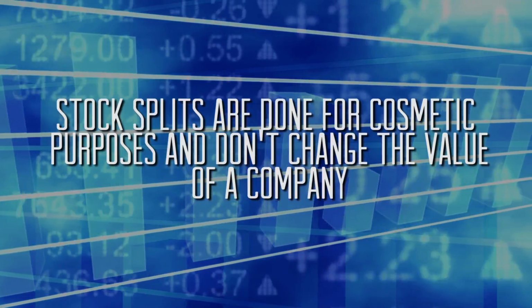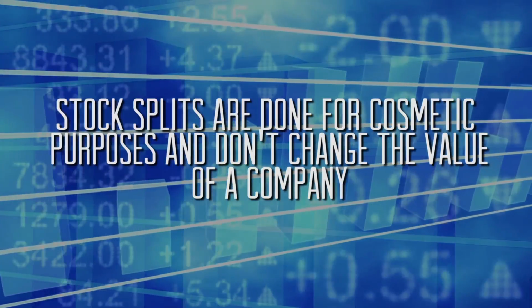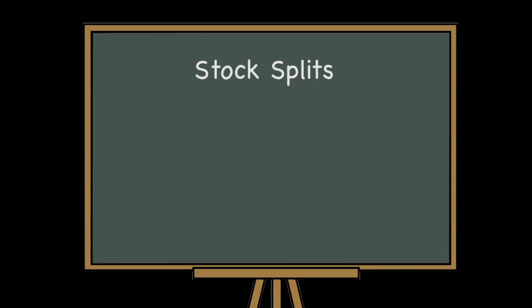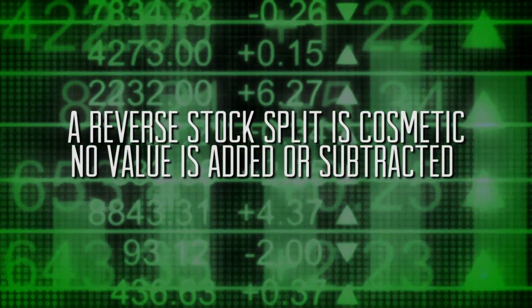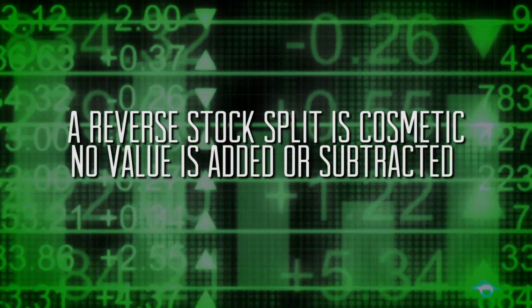Welcome back to our fabulous discussion on stock market terminology. Stock splits are done purely for cosmetic purposes and don't change the value of a company. When a stock splits, the share count increases, the price per share drops, and the market cap remains just the same. A reverse stock split goes the opposite direction. Again, the result is purely cosmetic. No value is added or subtracted.